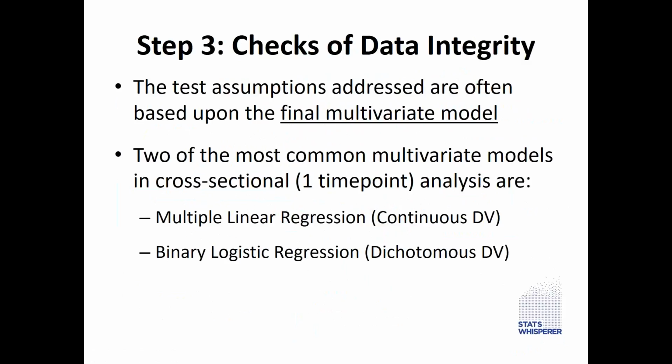So 2 of the most common multivariate models in cross-sectional analysis, right? That's where the dependent variable is measured once. If it's measured twice, it could be pre-post. If it's measured 3 times, it might be longitudinal, but measured once, cross-sectional. So how's that looked at? Often by either multiple linear regression, when we have a continuous outcome or dependent variable, and then binary logistic regression when we have a dichotomous outcome or dependent variable.